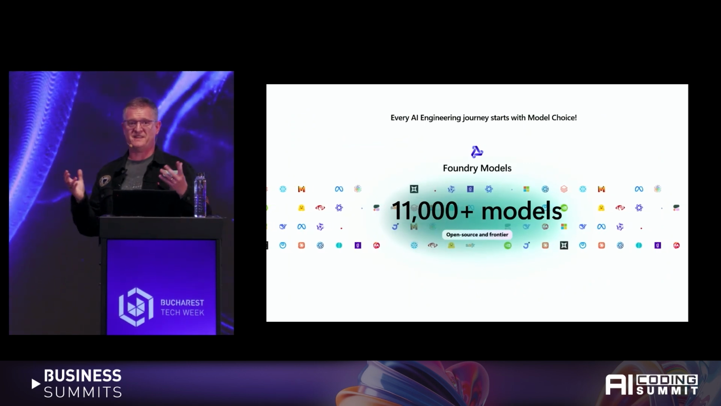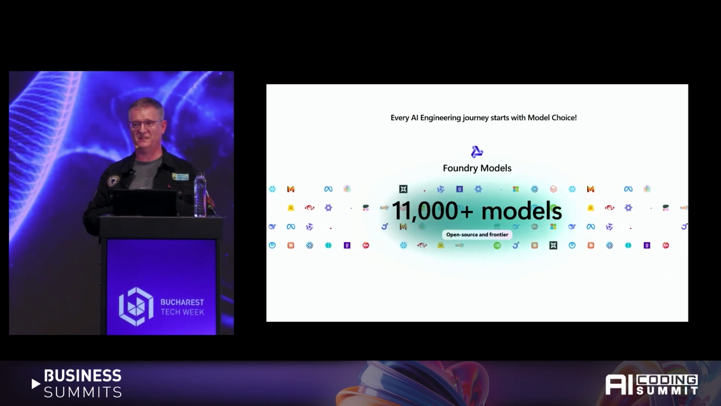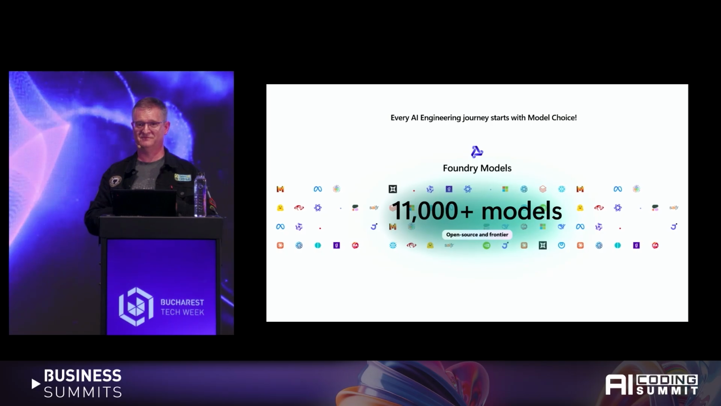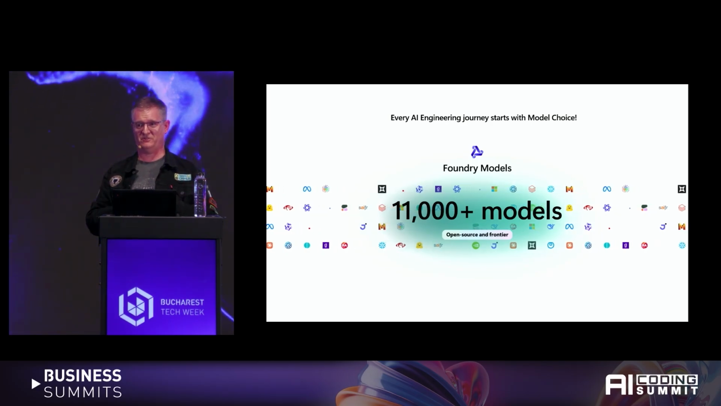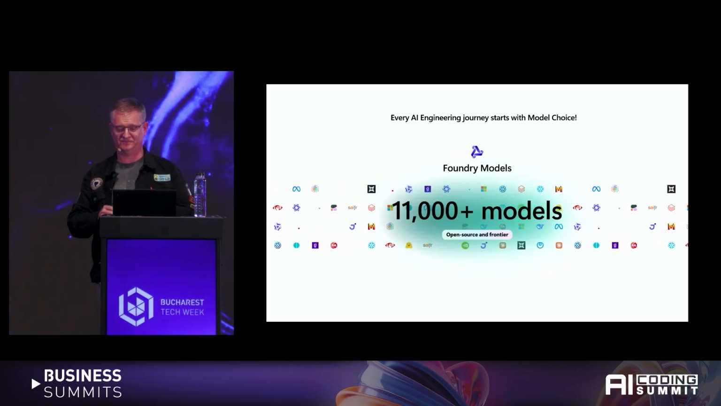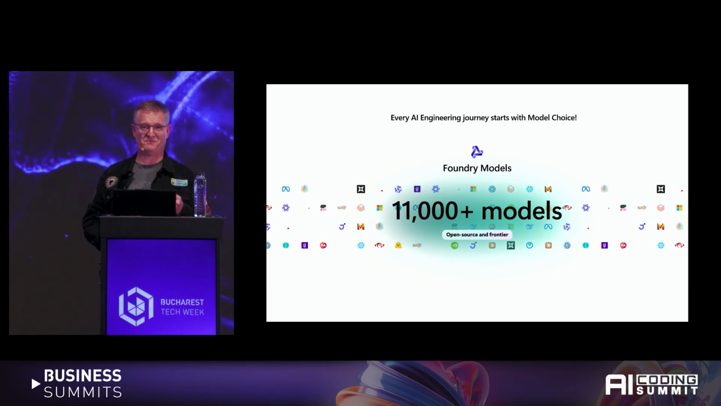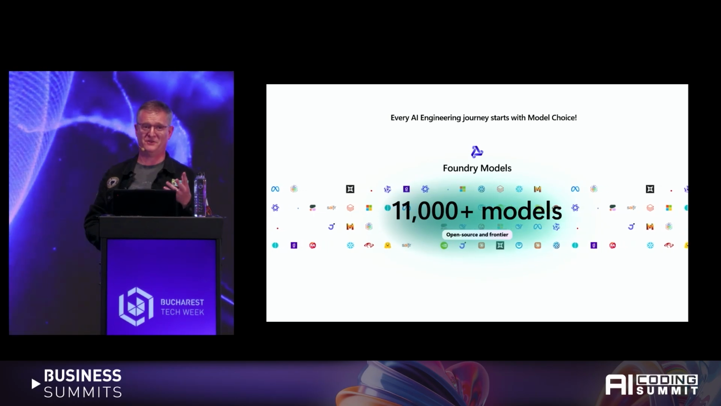So where are we today? Foundry Catalog has over 11,000 models. Which model do you choose? How do you select a model? Does anybody have this problem at the moment and going, which model do I deploy?